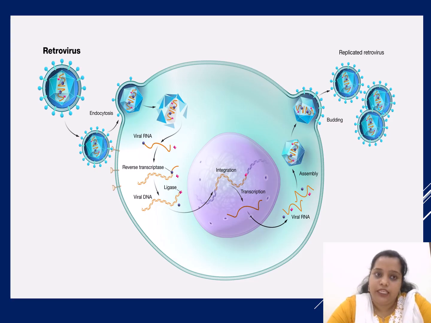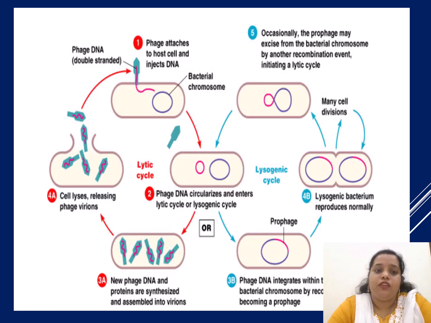Here, if you see a retrovirus cycle, the virus enters a host cell through endocytosis, where the viral RNA gets converted by reverse transcriptase into DNA, which integrates into the host cell genome, and again gets transcribed as viral RNA, assembles, and forms replicated retroviruses, which further affect the host mechanism. So that's how it works.